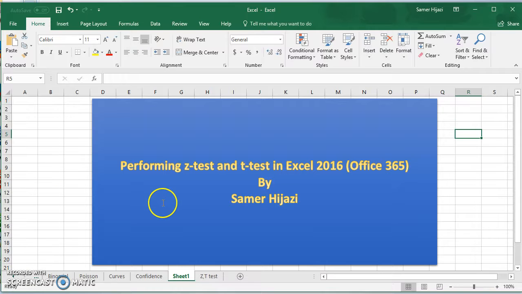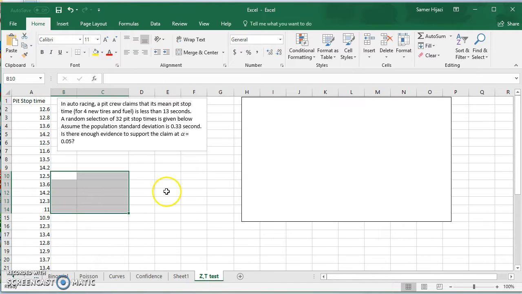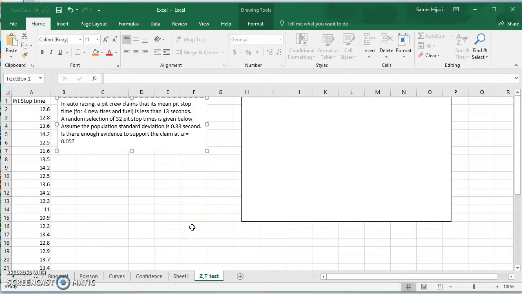In this video, we'll perform a z-test and a t-test in Excel. For this video, I prepared the data set that we have over here and the example that we're doing.